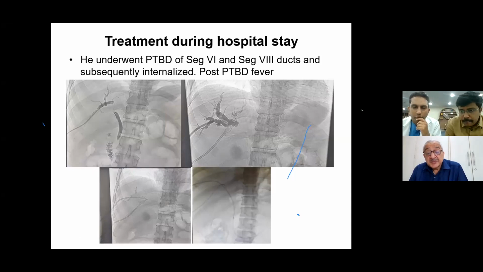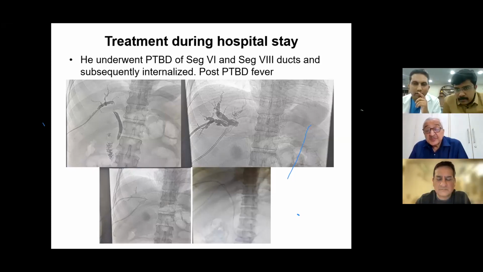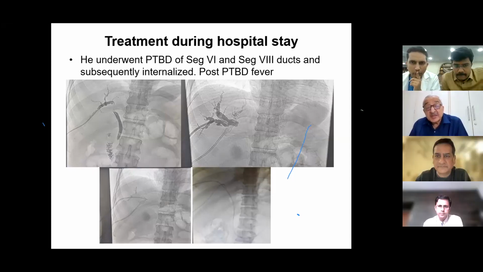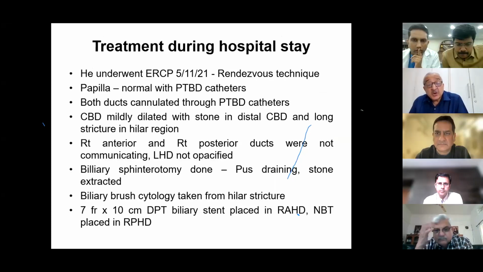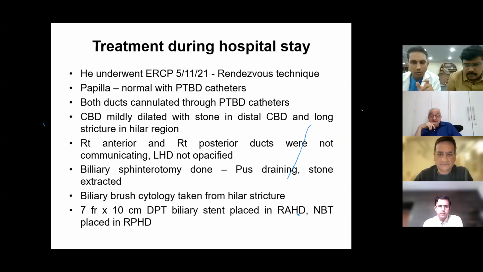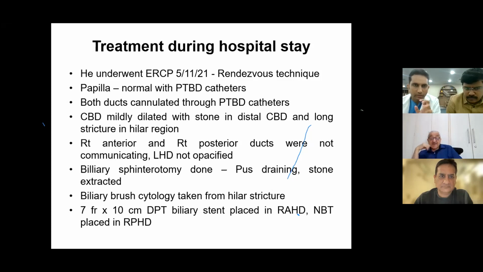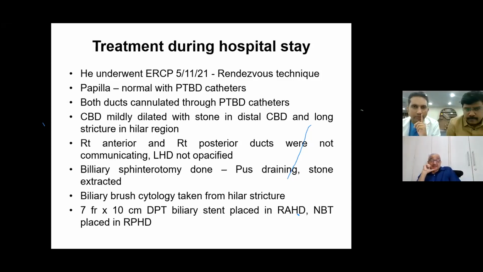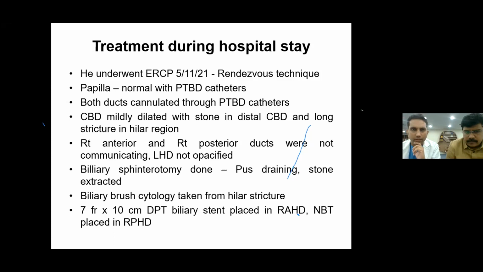Yeah. But the issue was post PTBD. After one day, he started developing fever. So that next shows, we have done an ERCP. Rendezvous technique was used. Papilla was normal. Both PTBD catheters were visible. The ducts were cannulated with the help of the PTBD catheters.